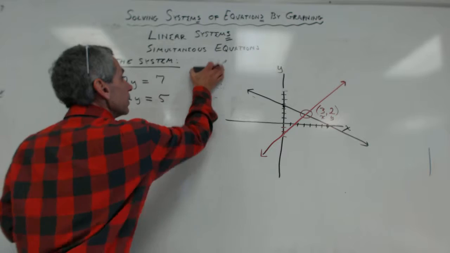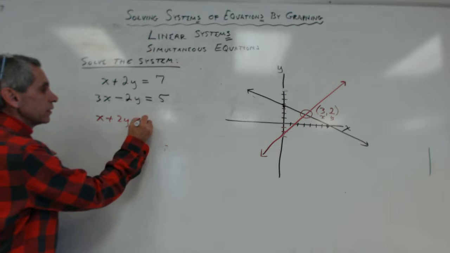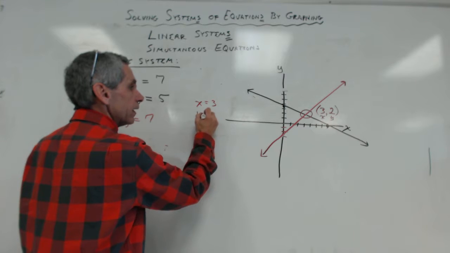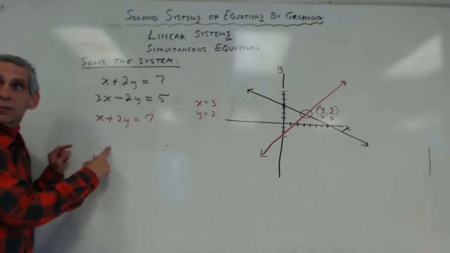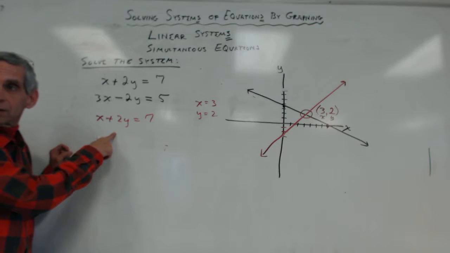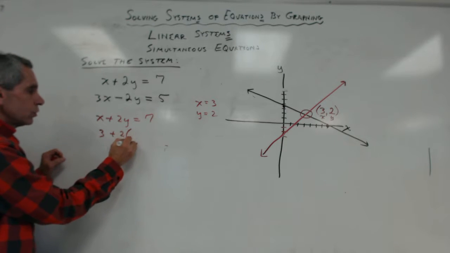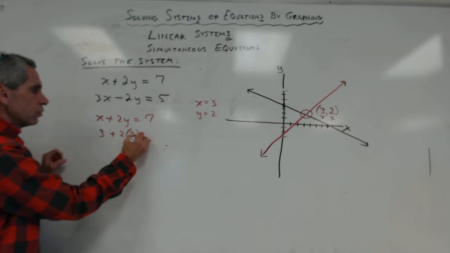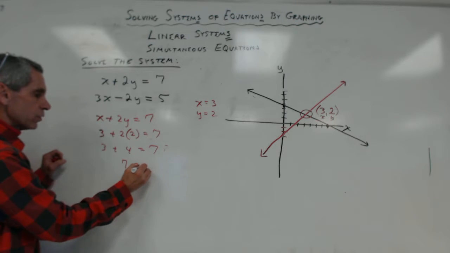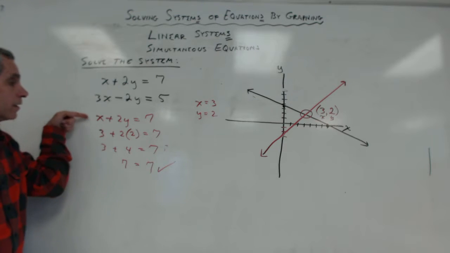So here we go. We have two equations. I'm going to first write this one. x plus 2y is equal to 7. I want to know, when x is 3 and y is 2, if I get a true statement. If I do, then that point is on this line. So x is 3. 3 plus 2 times y, 2 times 2 is equal to 7. 3 plus 4 is equal to 7. 7 equals 7. That is true. So yes, this point is on this line.